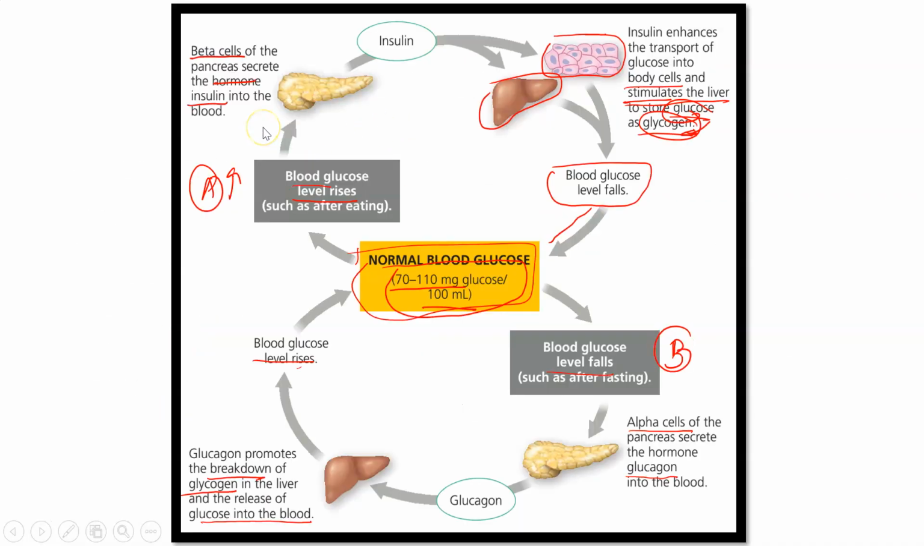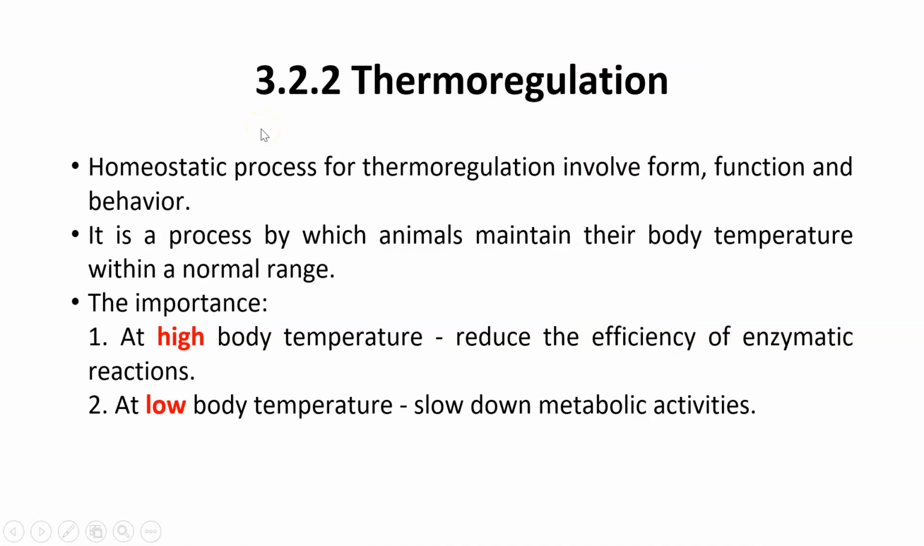Okay, so that was blood glucose level. So now we are going to look at thermoregulation. Okay, so the homeostatic process for thermoregulation involves form, function, and behavior. Okay, form, function, and behavior. So it is a process by which animals maintain their body temperature within a normal range.